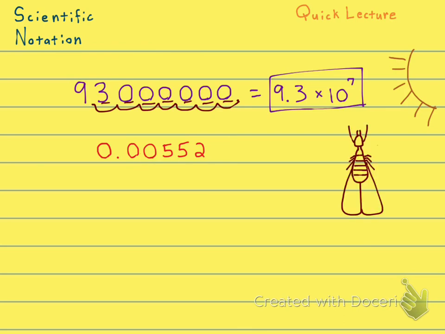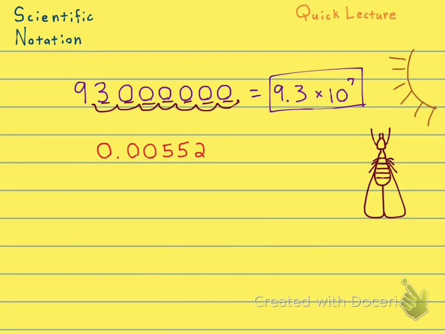0.0052, that's actually the average weight of a Formosan termite. And we would have to take our decimal and move it from here, let's see, 1, 2, 3 places. Okay, I want to keep one non-zero number to the left of the decimal. And when we do that, we're going to have 5.2 times 10 to the power of.